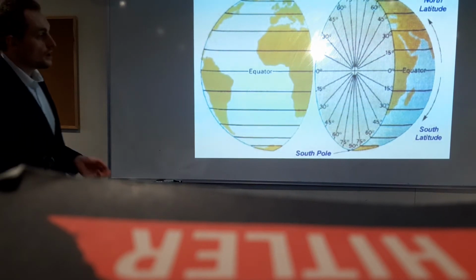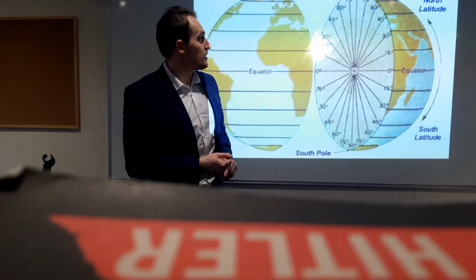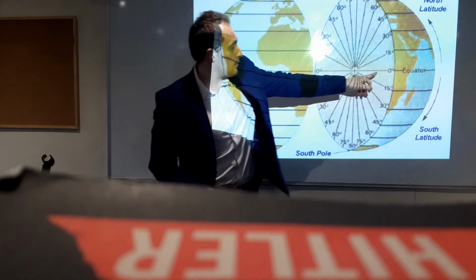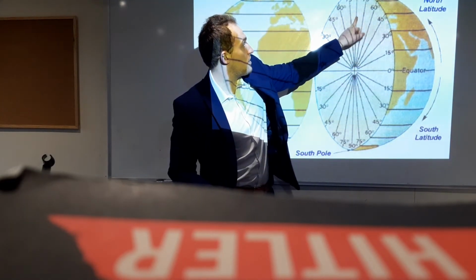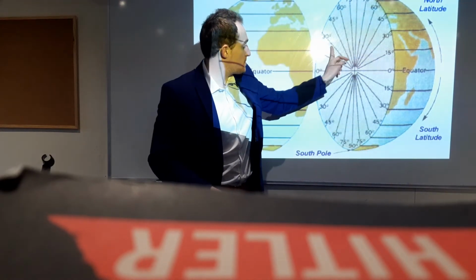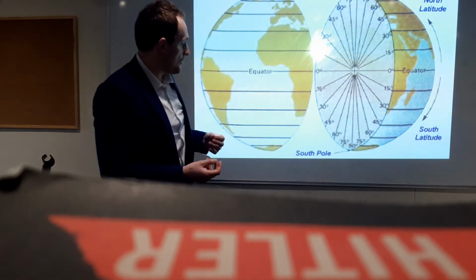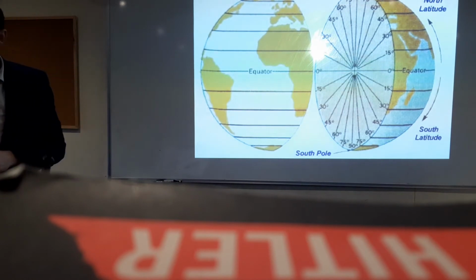So, if we were to cut the Earth in half, here we have our equator at 0, and here we have our various degree lines all the way up to 90, which would be the North Pole, and then it goes back around the other side, and so on. So those are your lines of latitude.